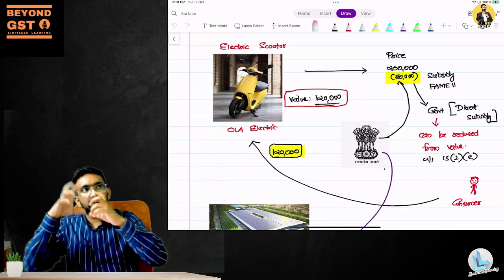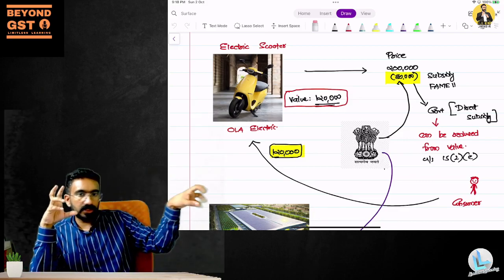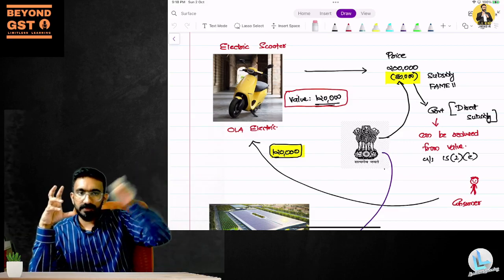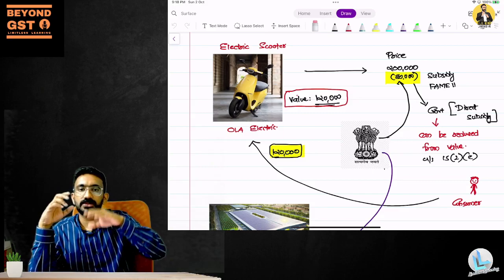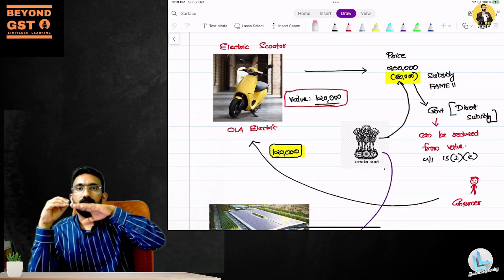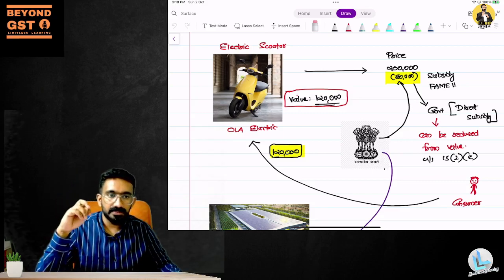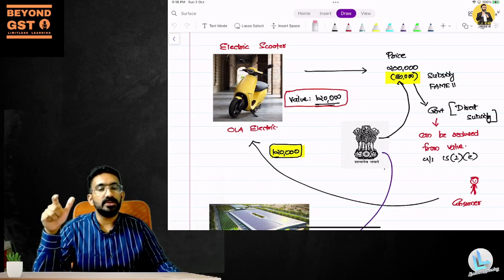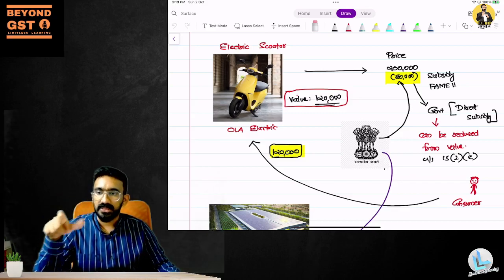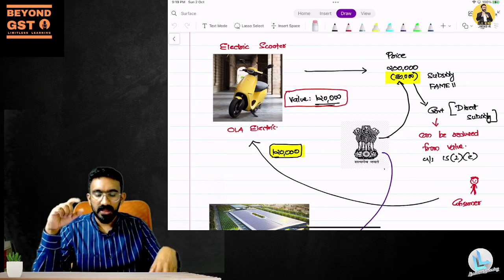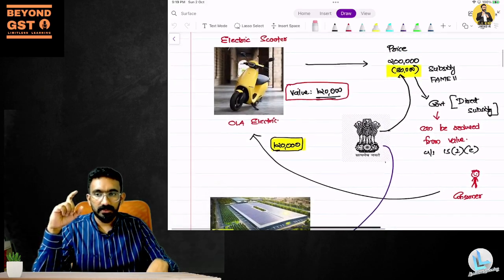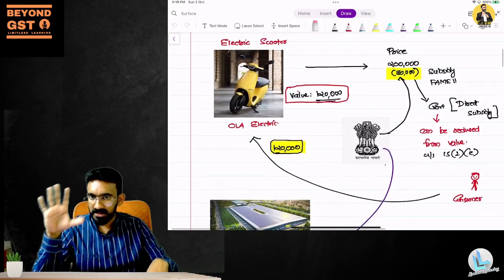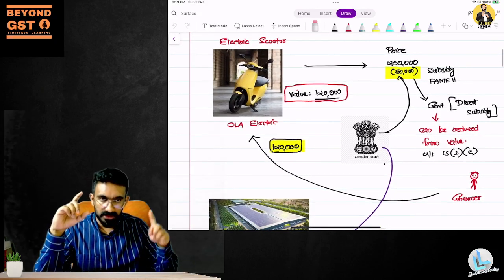So in Ola's bank account, they got 1,20,000 from the customer. They got 80,000 from the government. Now, should Ola pay GST on 1,20,000 or on the entire 2 lakh? They need to pay GST only on 1,20,000 because it's a government subsidy. If it's a non-government subsidy, then that needs to be added to the value. That's the understanding that we have in section 15 subsection 2 clause (e).